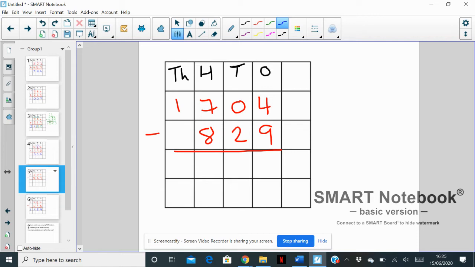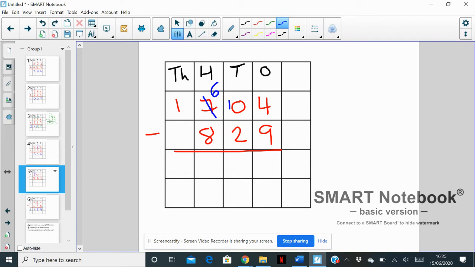So I look in my next column, see if I can regroup from there, but there are no tens for me to regroup from. So I'm going to have to look in my next column, which is my hundreds column. There are 7 in my hundreds column. So I'm going to take one of those hundreds away. So there's now 6 in there. And I'm first going to regroup it into my tens column. 100 is the same as 10 tens. So I've now got 10 in my tens column.